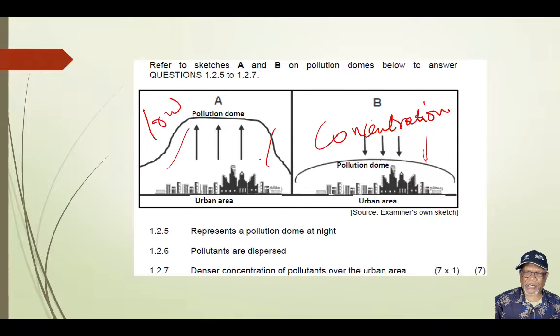Here it is during the day. Because the pollution dome is higher, the pollutants will be dispersed in the atmosphere. Denser concentration of pollutants over the urban area. The pollutants will be denser here because they are concentrated over a smaller area.